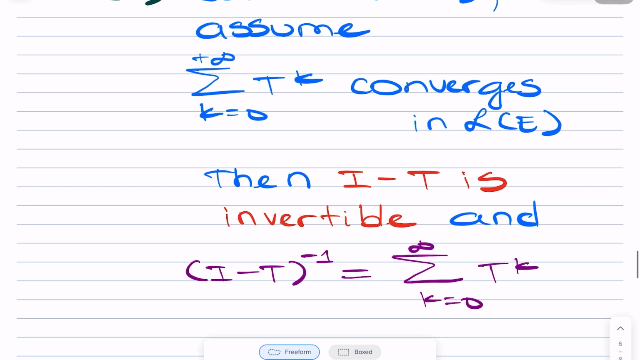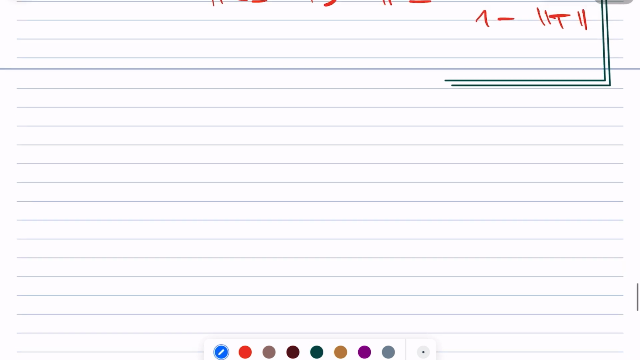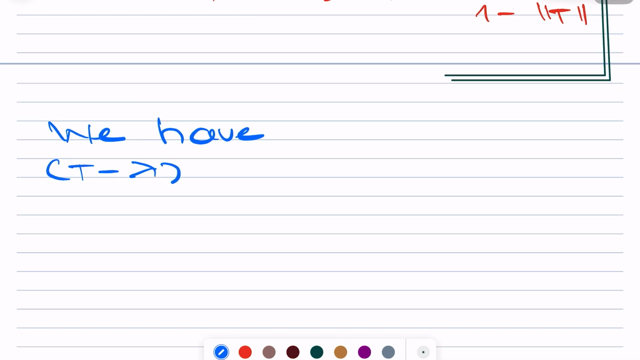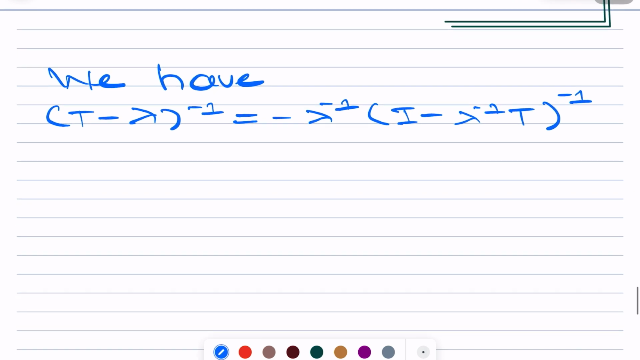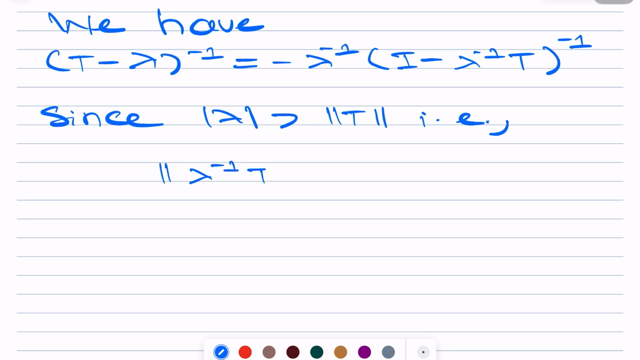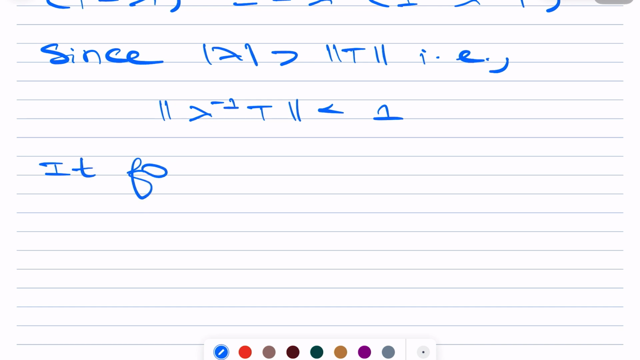Okay, good. So this is the black box that we are going to use. Well, now let's go back to the proof. We can write the inverse of T minus lambda as minus lambda to the power minus 1 times the inverse of identity minus lambda to the minus 1 times T. Since we assume that the absolute value of lambda is strictly greater than the norm of T, the norm of lambda to the minus 1 times T is strictly less than 1, and T is a linear bounded operator. So it follows by the Neumann series in our black box.